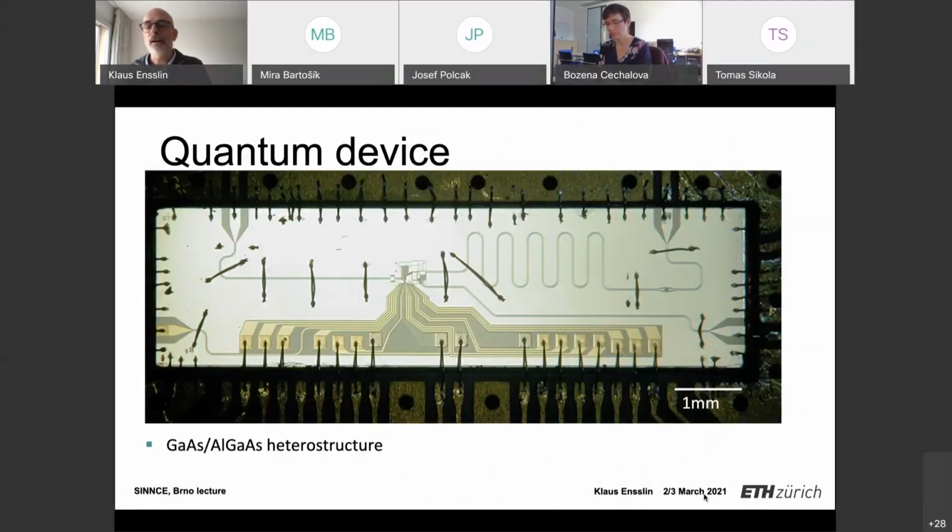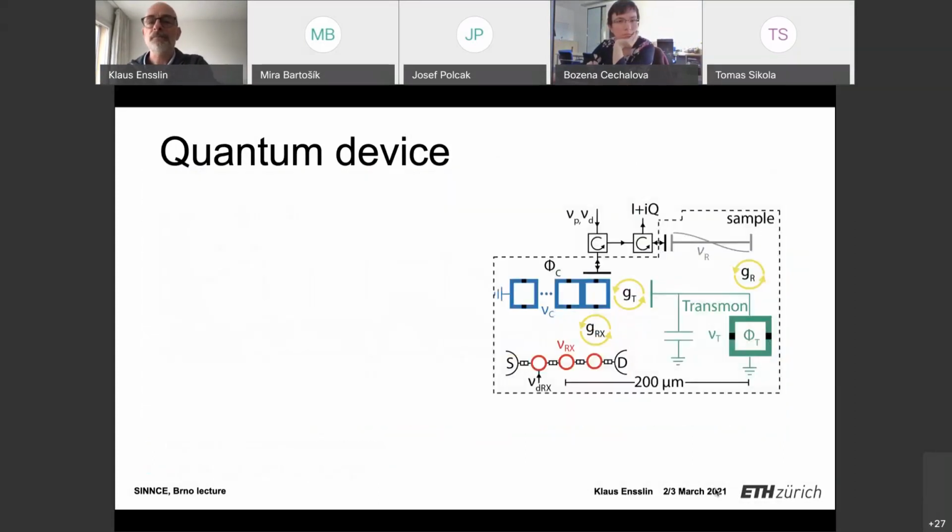You see the scale bar, 1 millimeter. This is a piece of gallium arsenide, and I will walk you through the details here. So you see, there are bond pads here. There are microwave connectors. You see resonators here. So basically, the important part is this one here. Let me blow this up for you.